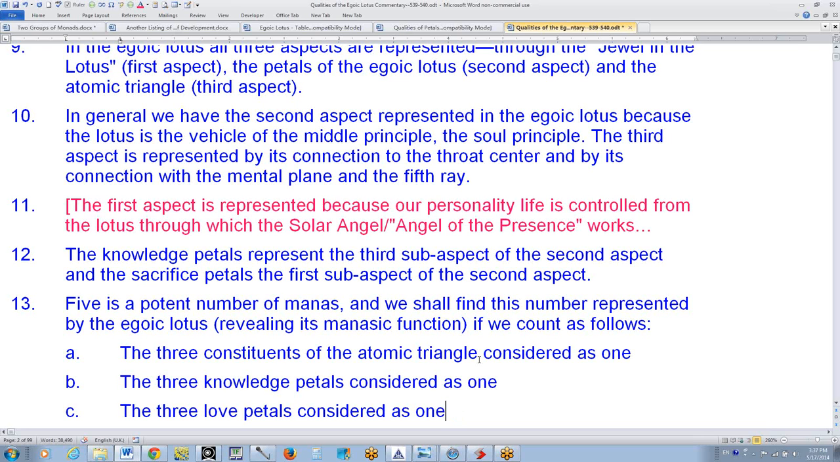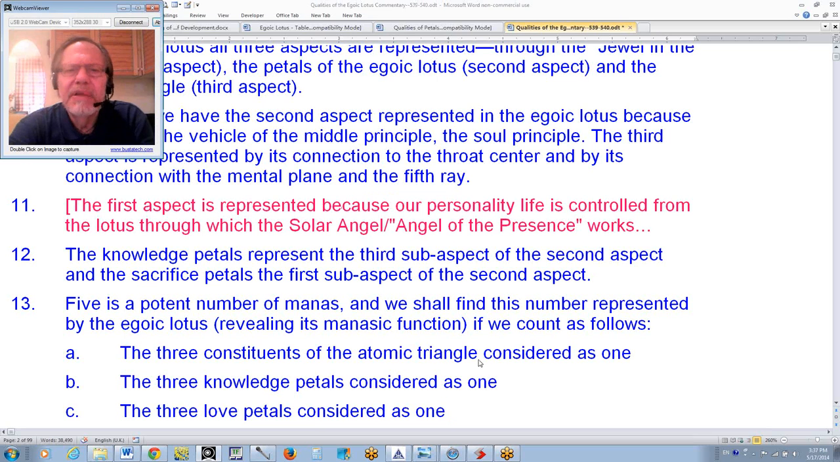These are thoughts gathered in relation to the aspects and the egoic lotus. It is our superior. The solar angel is the superior, and even though the egoic lotus represents a blend of what we are as the monad with a blend of the presence of the solar angel as the angel of the presence, it represents a superior force, a dominating force.